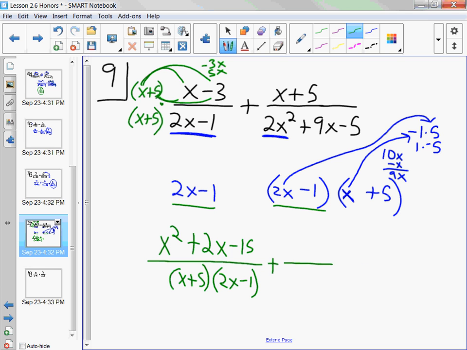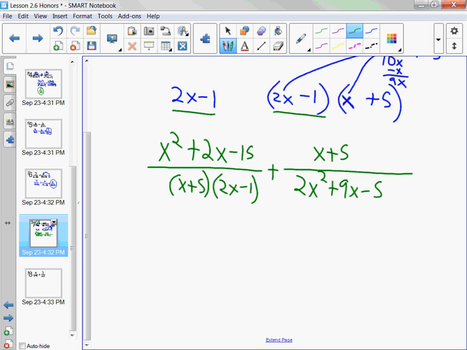And then over on the right side, I already have the common denominator, so nothing changes on this one. I could have written this in factored form. I should have these two denominators in the same form, but they are the same denominator. Okay, so I'm ready to do my addition here.